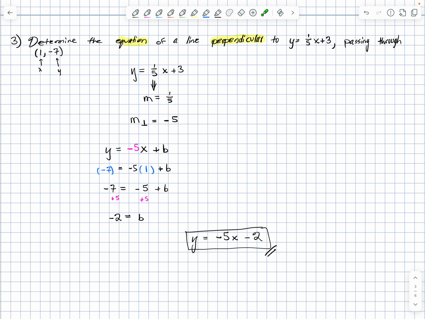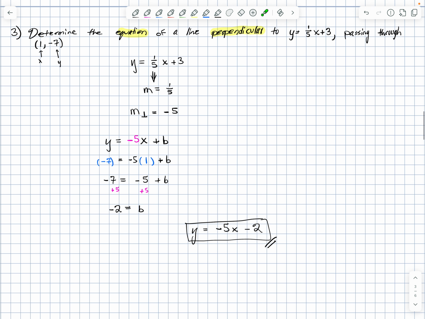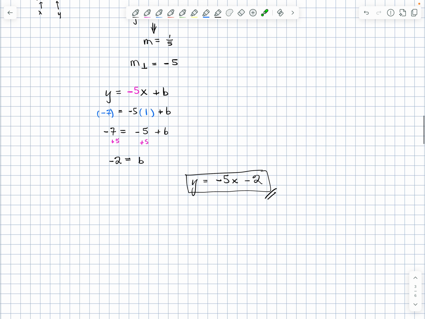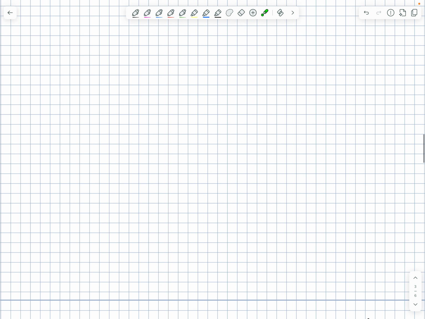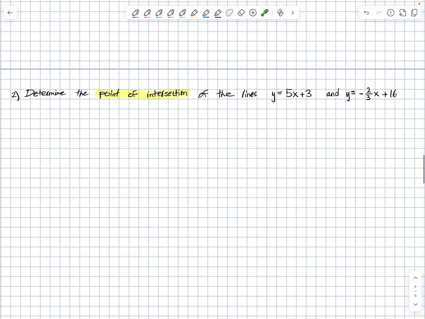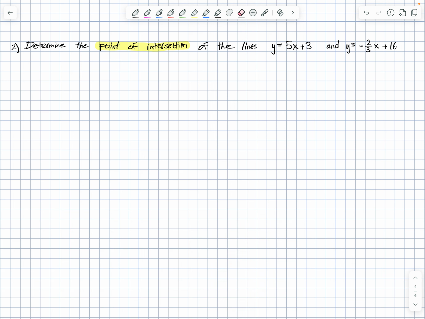All right, we're getting to the fourth component of linear relations, which is looking at solving linear systems by comparison. So in a nutshell, this is just looking at, can you find the point of intersection of lines, such as this question right here. I have 2 lines, y equals 5x plus 3, and y equals negative 2 over 3x plus 16. I'm trying to figure out the point of intersection here.